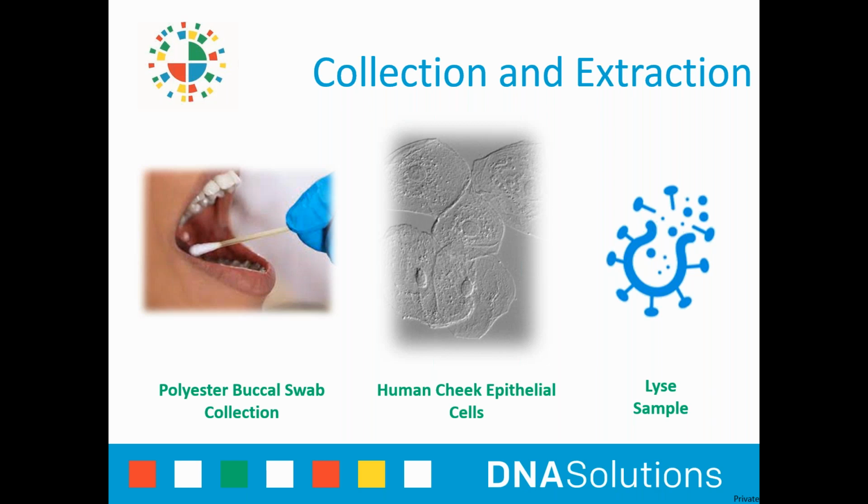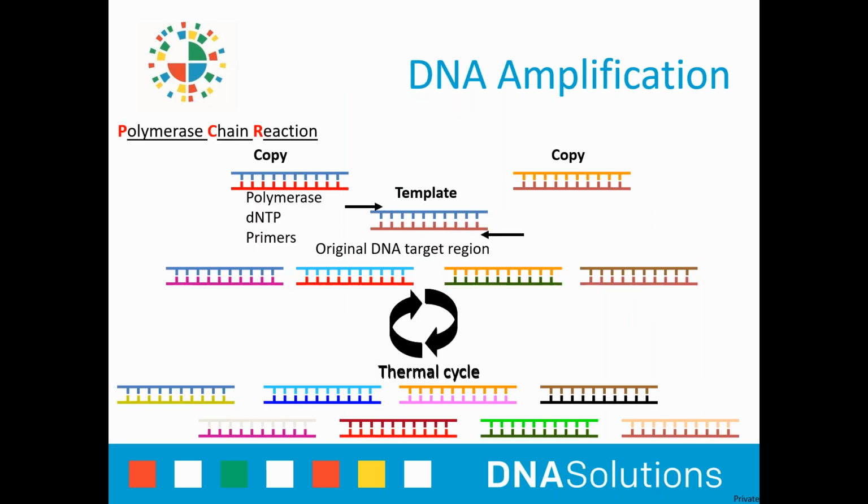For the samples on the polyester buccal swabs, we can take the swab with the cells on it, and then we put it in a solution that directly opens the cells, which lyses the cells and releases the DNA directly into that solution, and then we can go straight to analysis, which saves us a lot of time and effort. All right. So now we have some DNA.